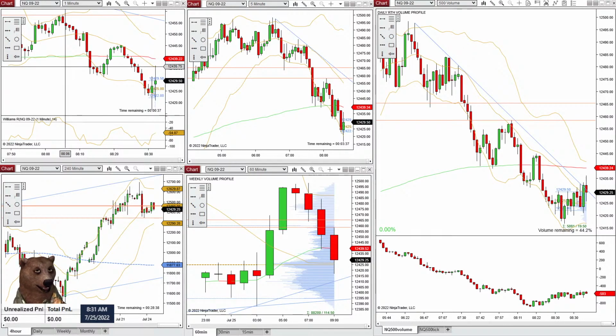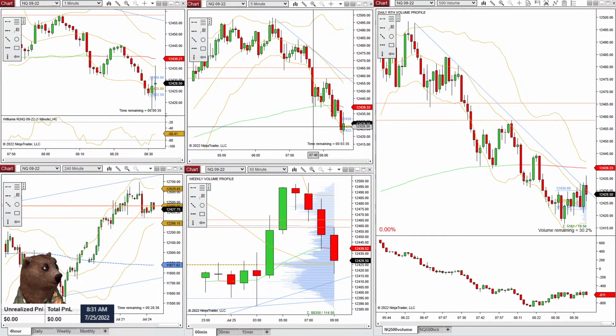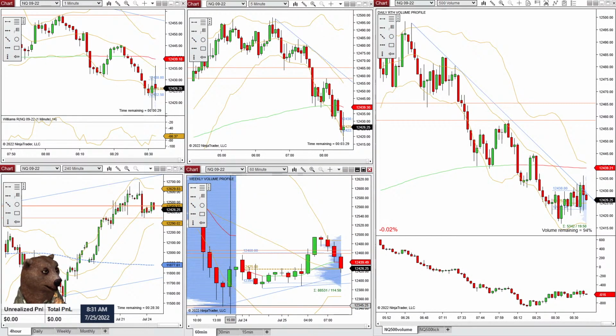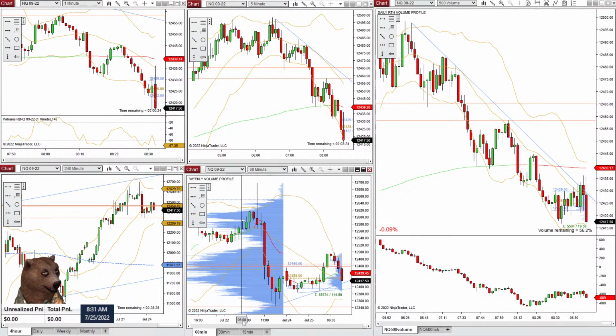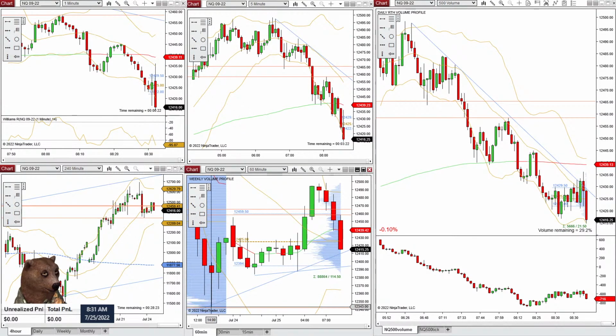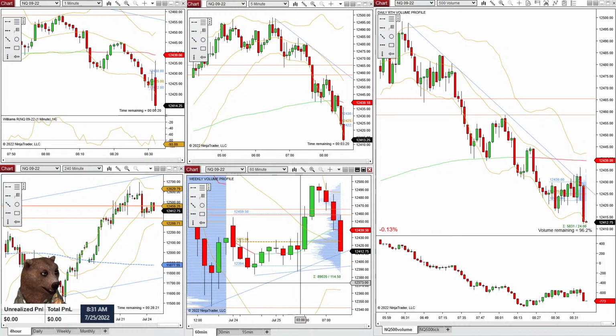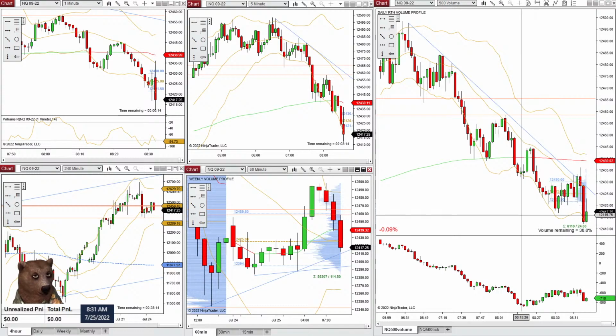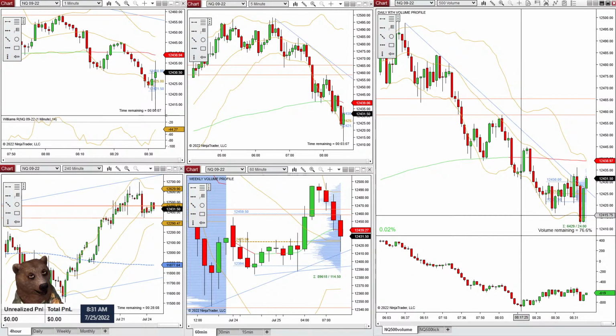20 SMA on the 1 minute, immediate rejection of it. Coming into this supporting trend line. This point here is actually the low of last Friday. Yeah, it looks pretty bearish today. Again, you want to be careful about shorting the bottom of it.